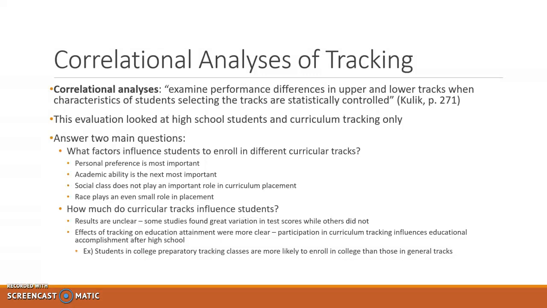One of the questions that this aimed to answer was what factors influence students to enroll in different curricular tracks. It was found that personal preference is the most important factor, followed by academic ability. It's also interesting to note that social class and race really did not play significant roles in determining curricular tracks. The second question that was asked is how much do curricular tracks influence students?